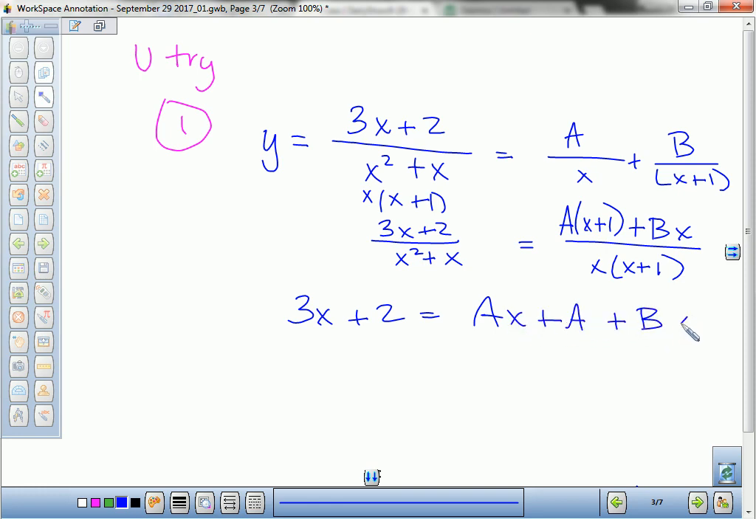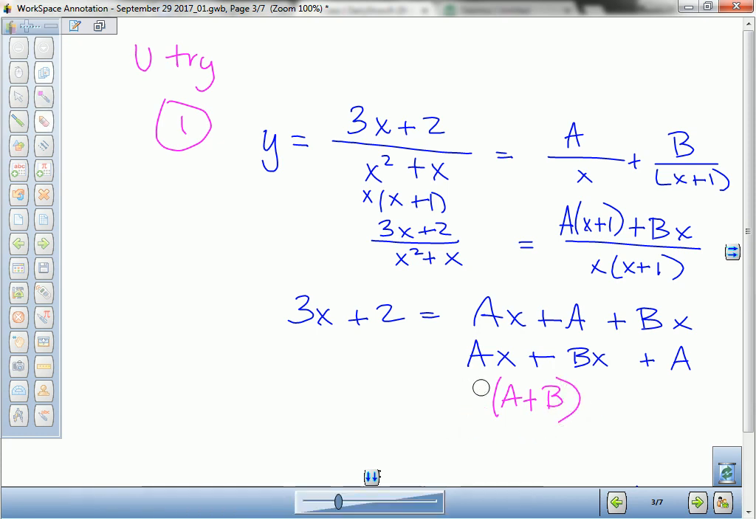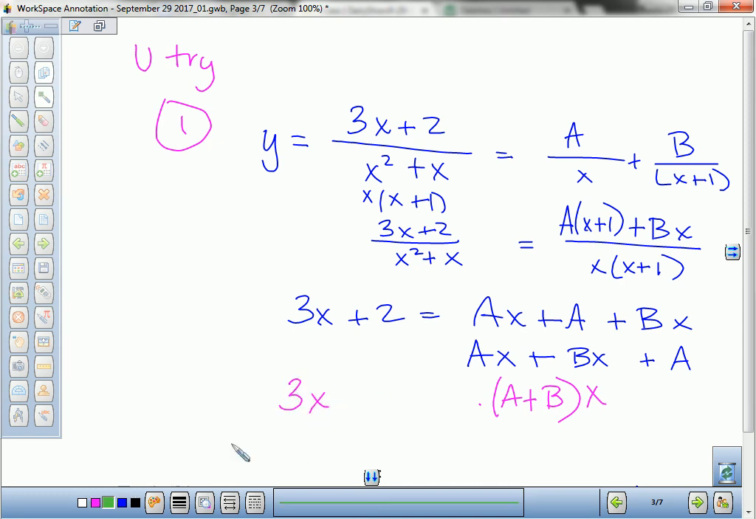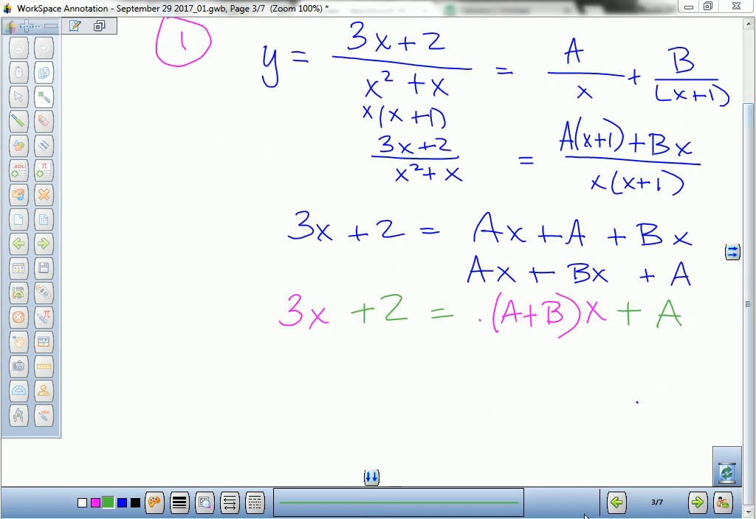Now, I see x's over here, I see x's over here. I'm going to group the x's, and then I'm going to factor out the x. Actually, let's stick it at the end. Doesn't matter where I put it. I like it in the end. Now, I have the constant here, and I have no x with the A there.